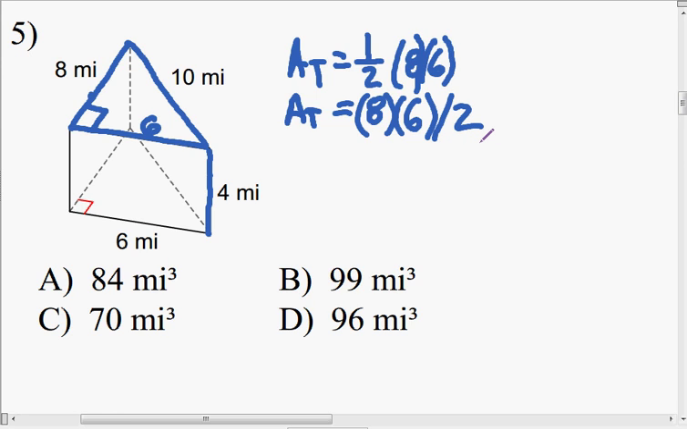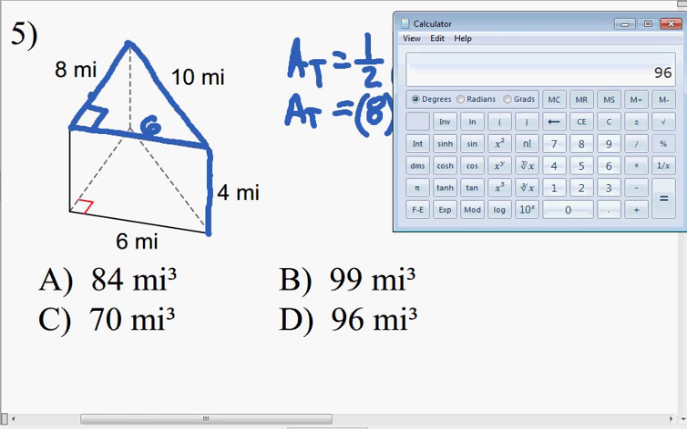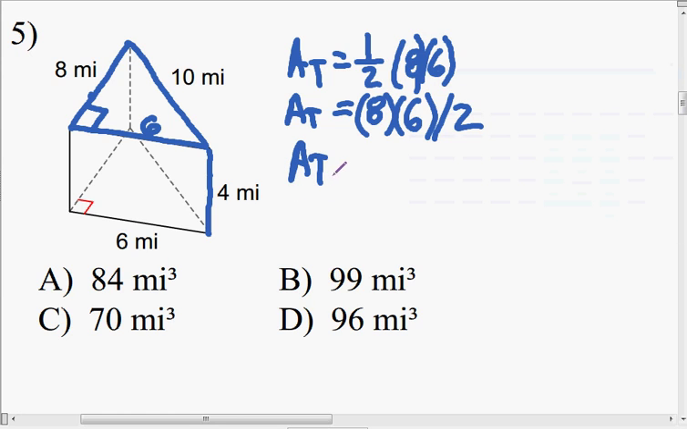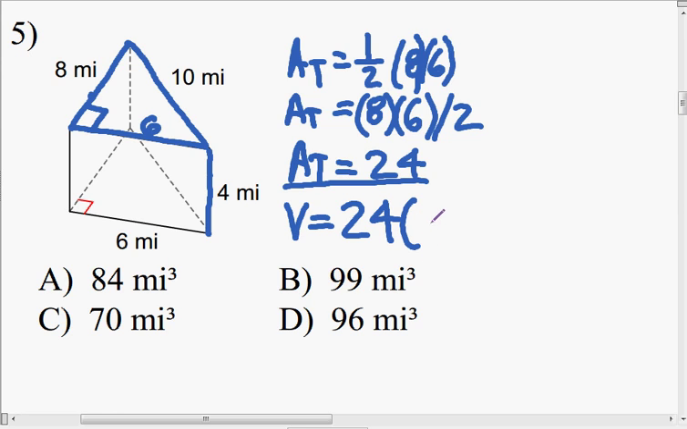So, in my calculator, 8 times 6 divided by 2. 24. Area of the triangle equals 24. To get my volume now, I take the area and I multiply that by the height. And my height is 4. So 24 times 4 is 96.